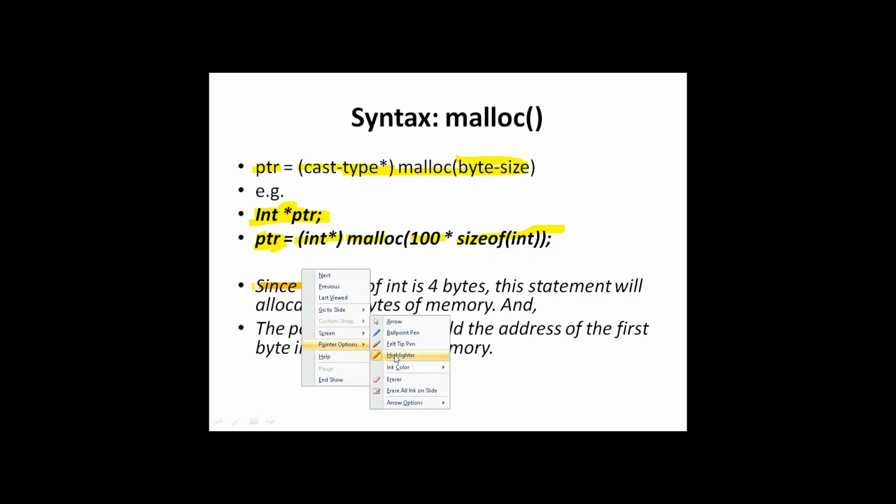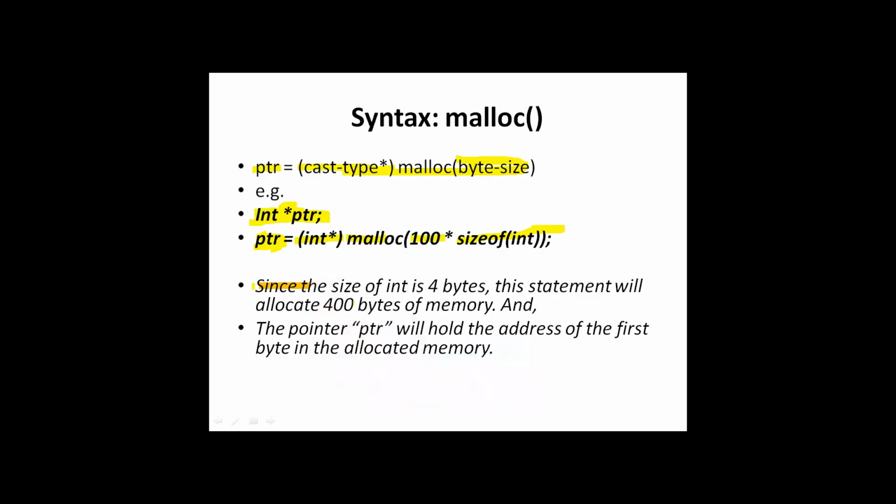Now, since the size of an integer is 4 bytes, this statement will allocate 400 bytes of memory, and the pointer ptr will hold the address of the first byte in the allocated memory. So this is the function to allocate memory on the host.